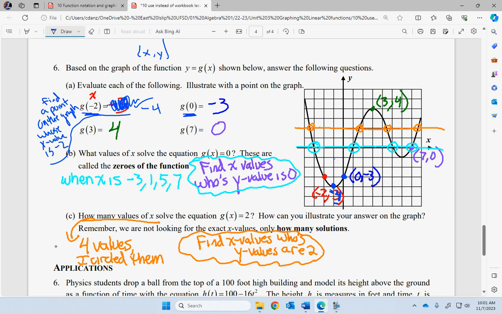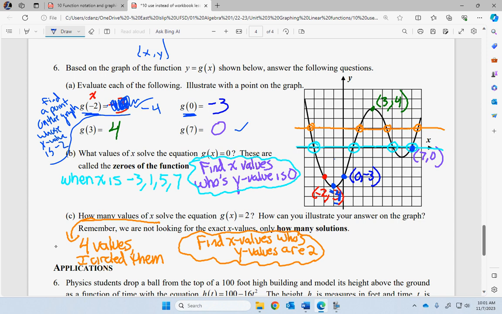How about g of 3? 1, 2, 3. I go up 1, 2, 3, 4. I agree with my answer this time. It's 3 comma 4. So g of 3 is equal to 4. What about g of 7? 1, 2, 3, 4, 5, 6, 7 is right here on the x-axis. So it's the point 7, 0. So I agree. G of 7 is 0.